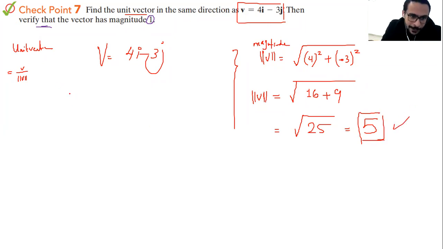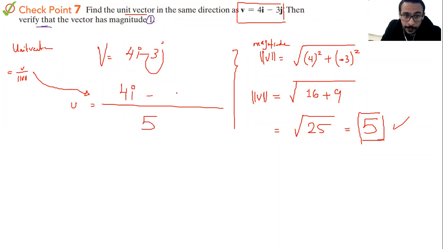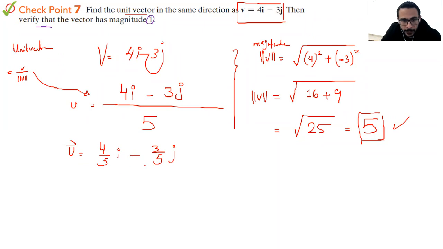Nice. So then the vector over 5. Good. Now write the vector again: 4i minus 3j. So the unit vector u equals 4 over 5 i minus 3 over 5 j. Thank you.